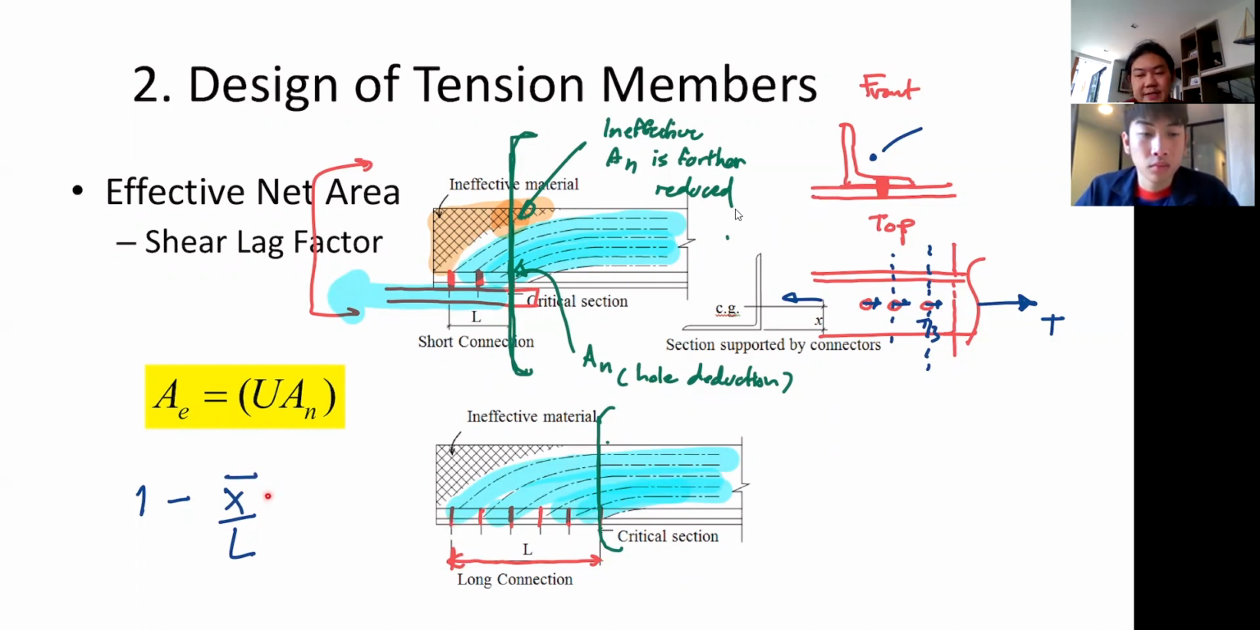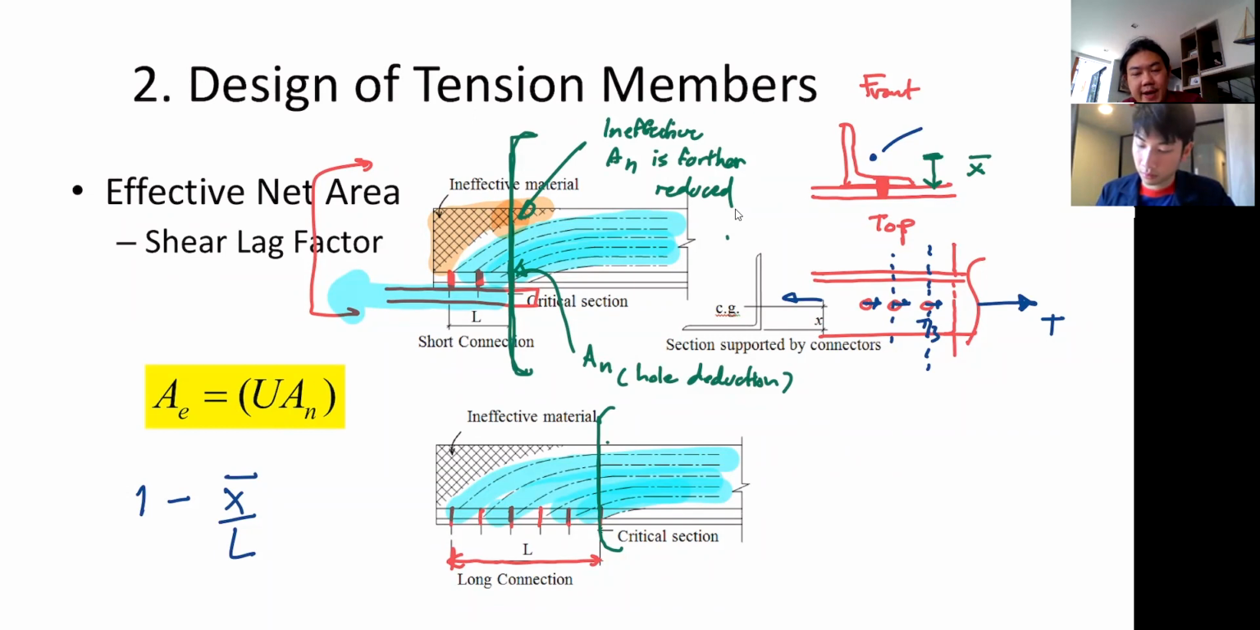X bar would be the distance that the force has to travel. In this case, just look at my front wheel. You see that the force will have to travel from the centroid of the member to the face where the connection is. So that becomes the distance that the force has to travel. In other words, it's just the distance of the centroid of the member, or X bar.